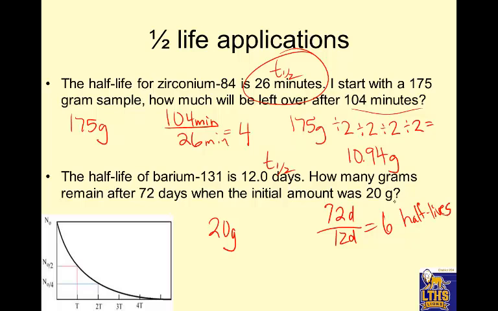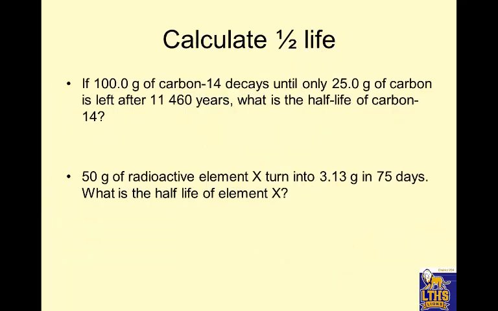6 half-lives. So if 20 grams goes through 6 half-lives, it's going to cut in half. How many times? 6 times. You got it. Divided by 2. 1, 2, 3, 4, 5, 6. Which means after 72 days, there's going to be 0.313 grams left of that barium-131. Okay, moving on to more ways to calculate using half-life.